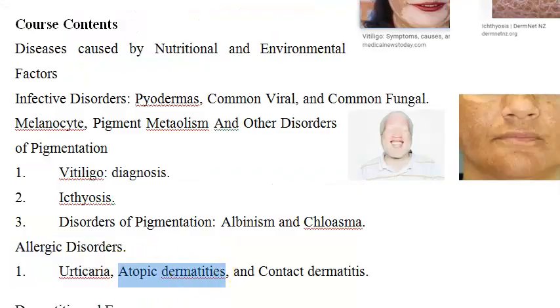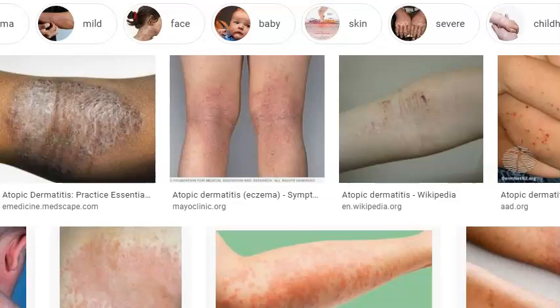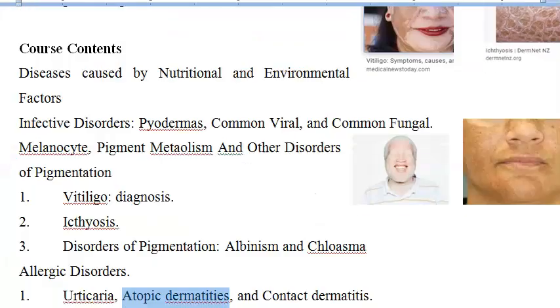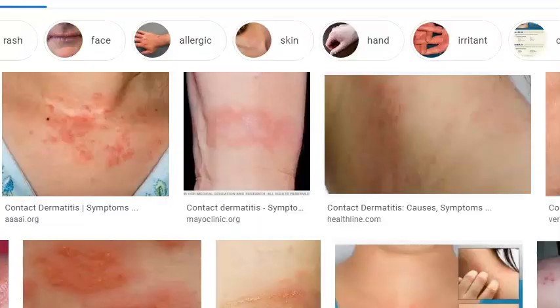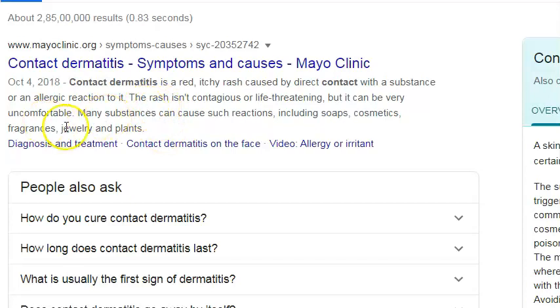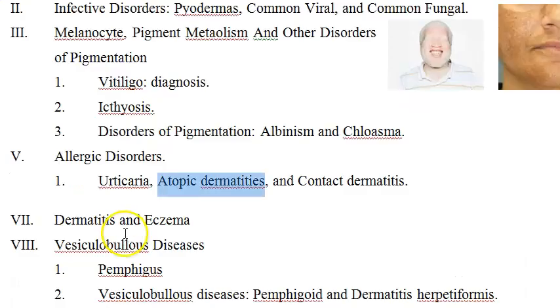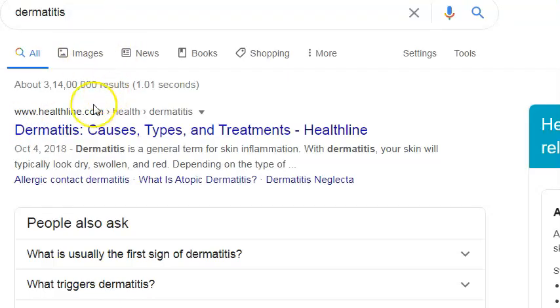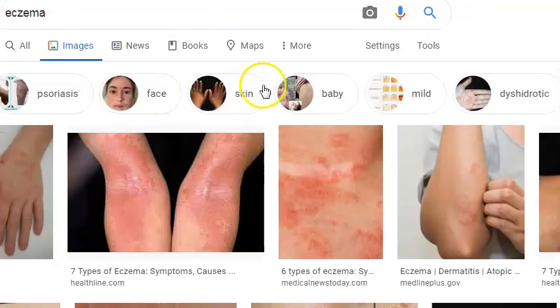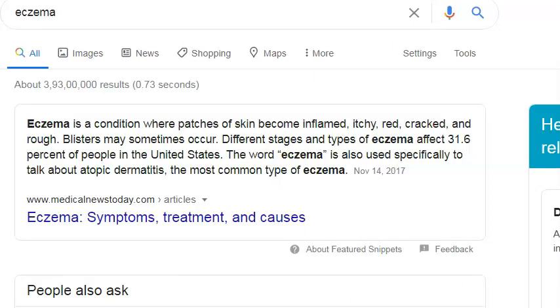Let us look at what atopic dermatitis is. So here you can see atopic dermatitis. Moving on, contact dermatitis. Basically contact dermatitis is because of jewelry and all that, right? In fact, anything that has touched you: soap, cosmetics, fragrances, even poison ivy. So currently we are here, guys, dermatitis and eczema. Dermatitis is a very generic term for skin inflammation. Look at eczema here. Skin is inflamed, itchy, red, cracked, rough.